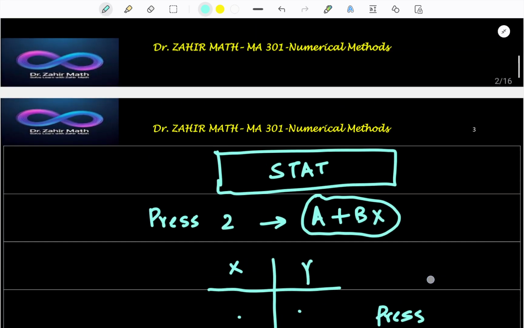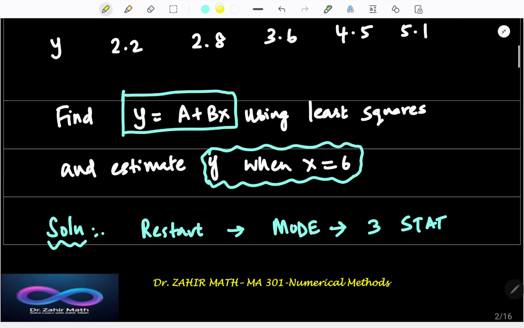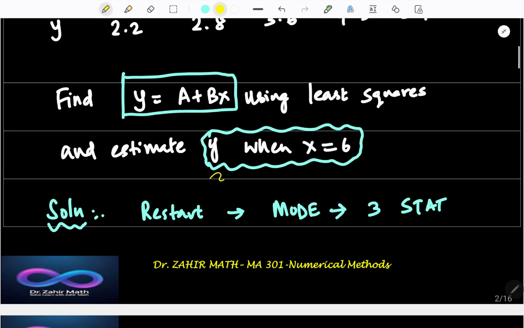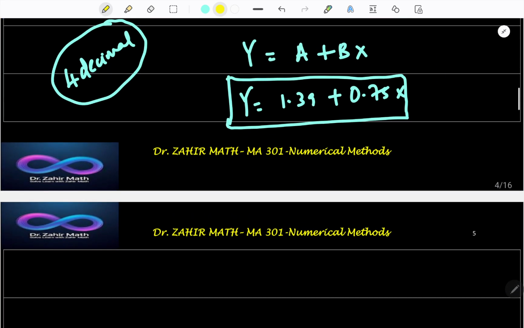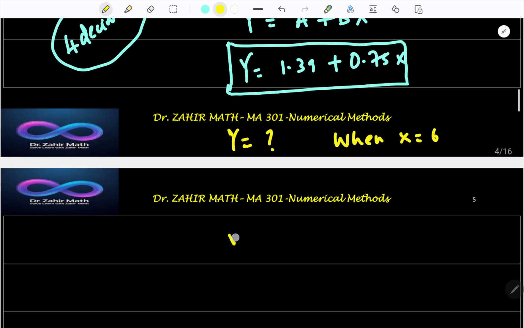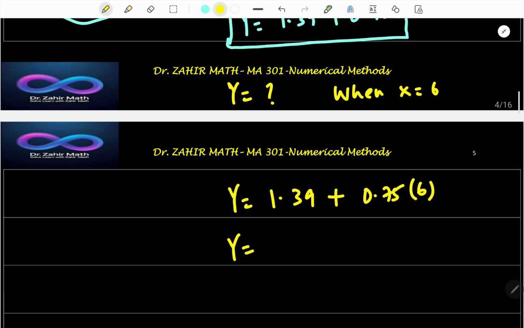And one more question is there in this. The question given here is: estimate the value of y when x is equal to 6. So I'm going to estimate y equals question mark when x is equal to 6. This also can be done in the calculator, but I don't want to use it, don't get confused, because you are very near to the exam. So x, you're going to put 6. So y equals 1.39.